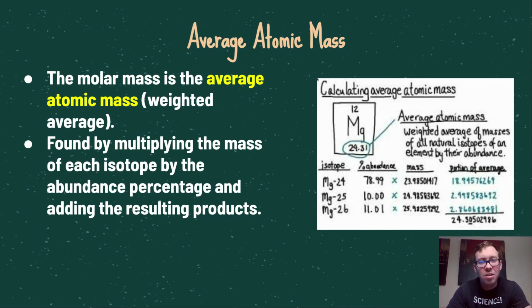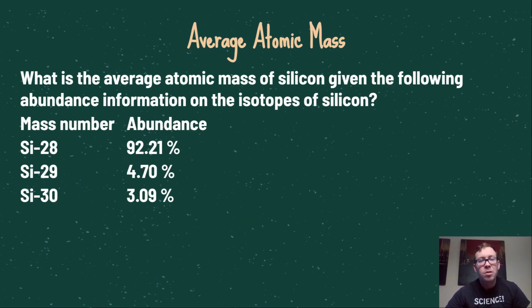Now again, all this information is found on the periodic table. But in a sample, you may have a little bit of leeway one way or the other based on the elemental composition of the sample itself. Let's look at a sample calculation. So what is the average atomic mass of silicon given the following abundance information of the isotopes of silicon? We have a mass number of 28 with an abundance of 92.21%, silicon 29 with an abundance of 4.7%, and silicon 30 with an abundance of 3.09%.